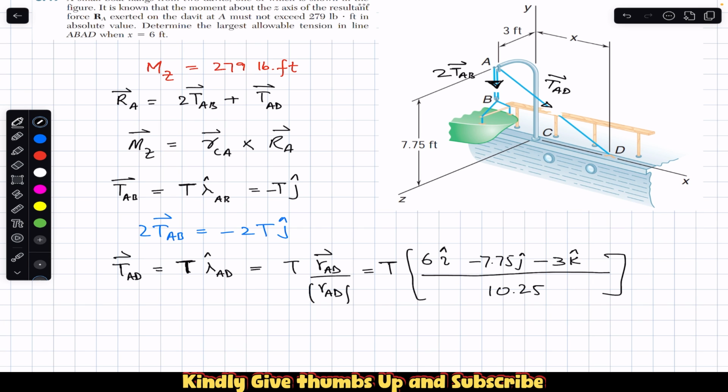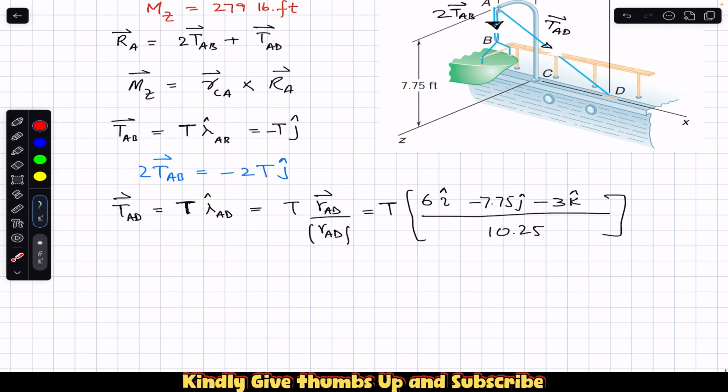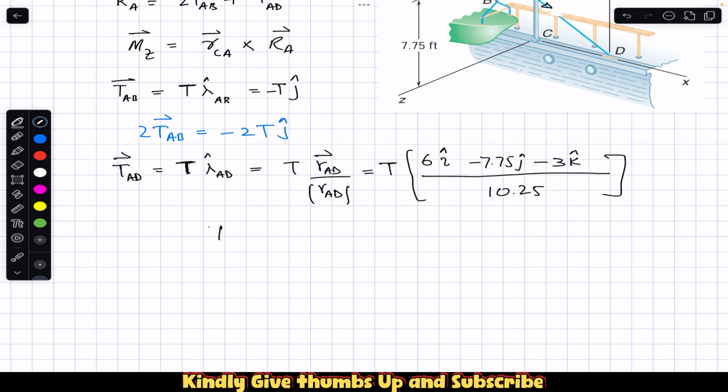This will be in feet, and similarly these are in feet as well. So the unit vector is unitless. Feet divided by feet is no units. So now you can see that the T_AD vector will be equal to this T multiplied by this, or we can say T into 6 divided by 10.25 I, 6T divided by 10.25. Similarly, we can write 7.75T divided by 10.25 J minus 3T divided by 10.25 K.